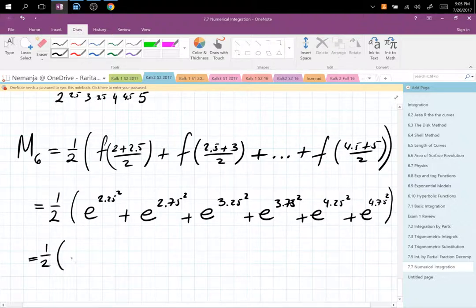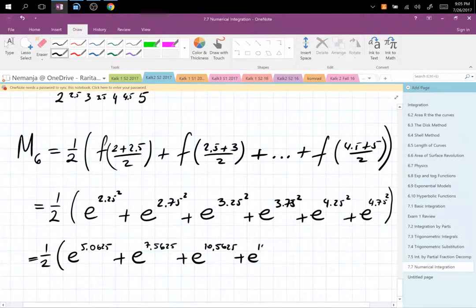So 1/2 times e to the 2.25 squared. We'll have Maha in charge. How much? 5.0625. Plus e to the 7.5625. Thank you very much. Plus e to the 10.5625. Plus e to the 14.0625. Plus e to the 18.0625. Plus e to the 22.5625.